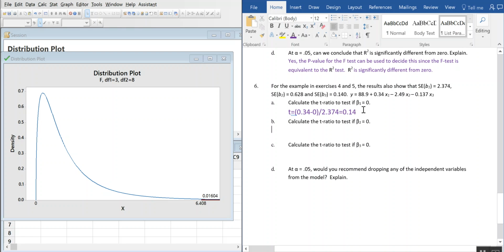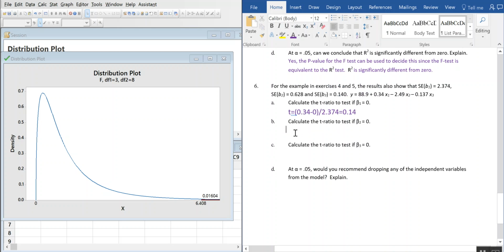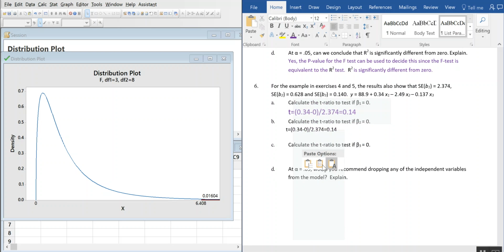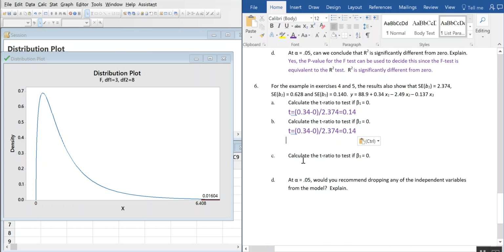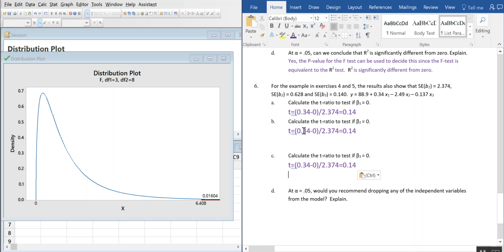Then we're just going to repeat this exercise. I'm going to be lazy and just copy this and paste it down a couple times. Okay, for part B, we're going to be using the slope for B2, and the slope for B2 is negative 2.49.